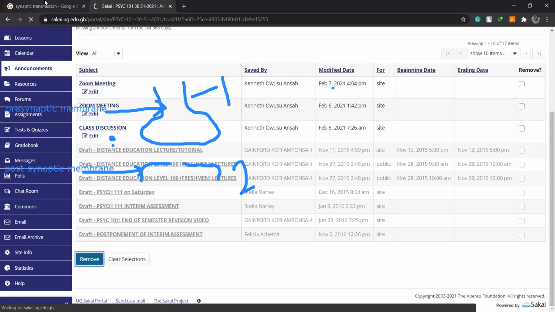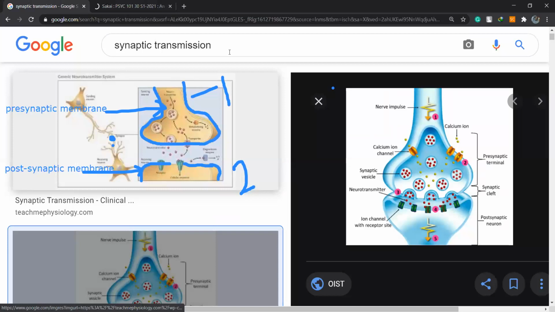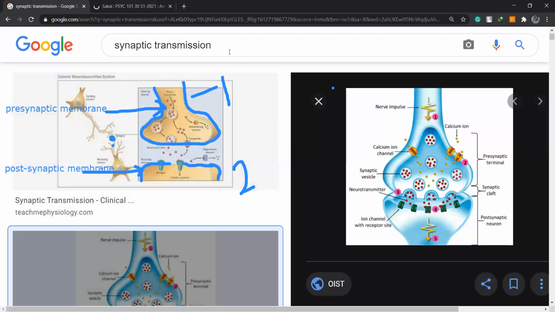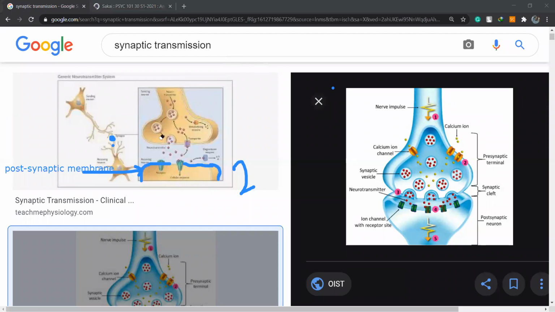All right. So the chemical that I'm saying, it has been transferred, or it has been transported by the first neuron, is what is normally referred to as neurotransmitter. Neurotransmitter.